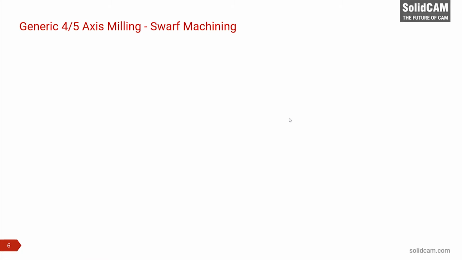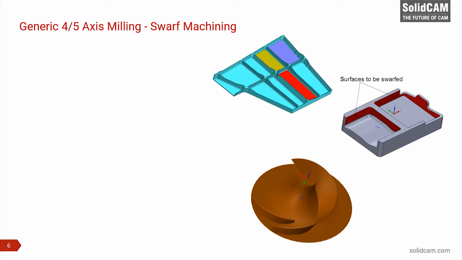Next, we move to Swarf machining, where you can see that parts like these can be easily machined using the Swarf. Now, Swarf is something that you tend to associate with straight wall surfaces that can be cut completely in one go using the side of the cutter, using the entire cutting length of the cutter. However, in Swarf machining in SolidCAM, you can also machine curved surfaces using multiple depth of cuts.